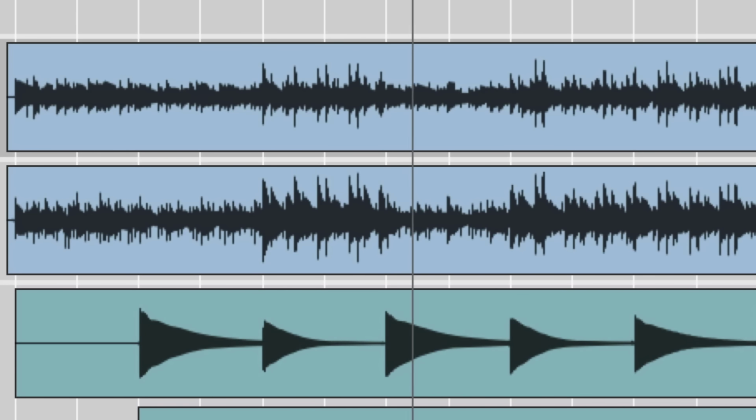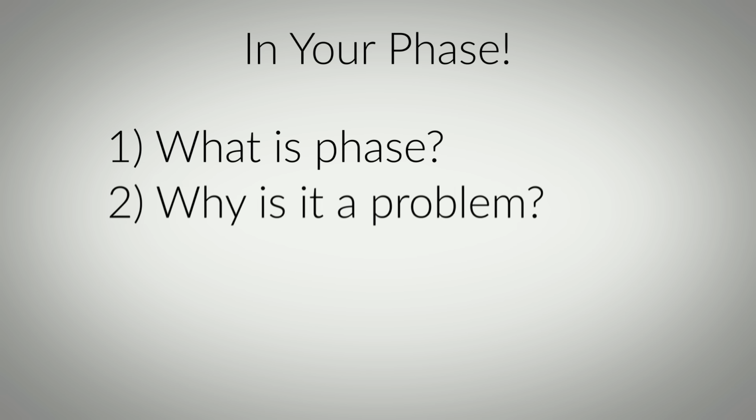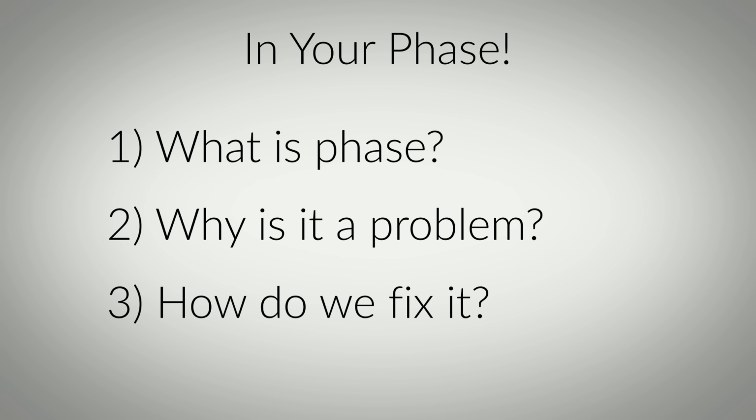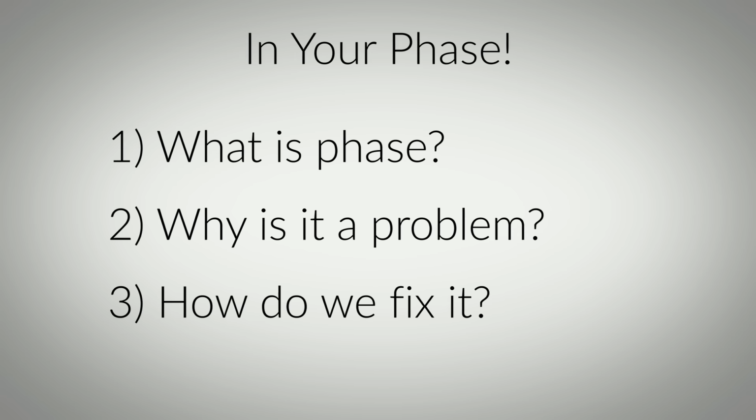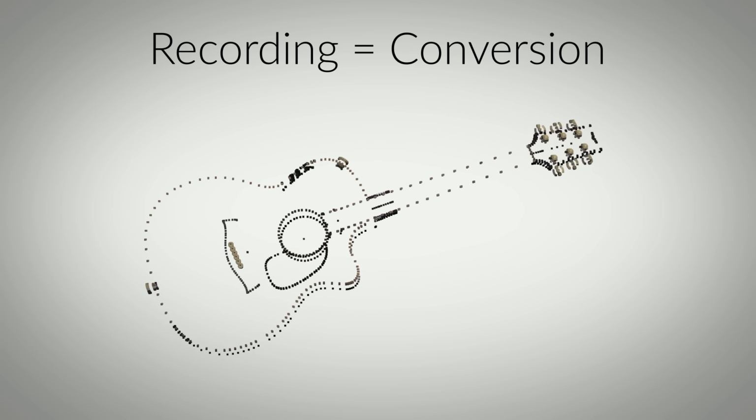Where'd the low end go? Mono referencing has revealed a classic phase problem in our guitar recording. So, what is phase, why is it a problem, and how do we fix it? All good questions.